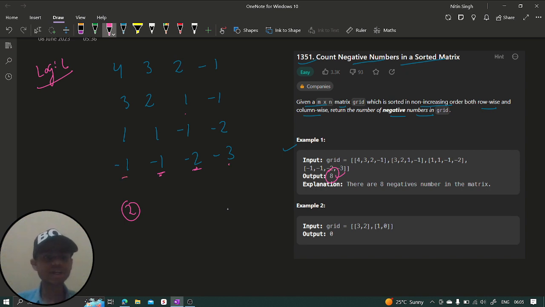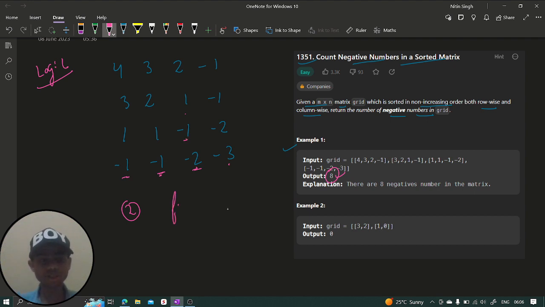So once we find out that this is negative, then we don't need to check each cell of this particular row. We can directly say the rest of the numbers are also going to be negative, so add that into our result. I hope it makes sense. We are going to traverse each row, and if we get a negative somewhere, we add the rest of the numbers along with that number.